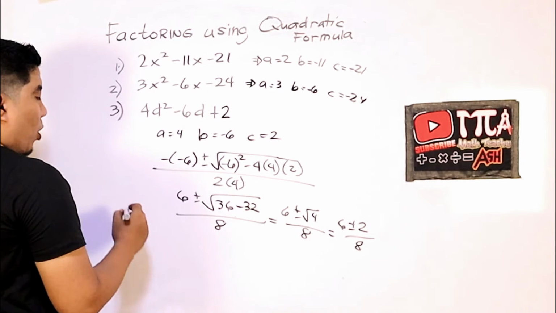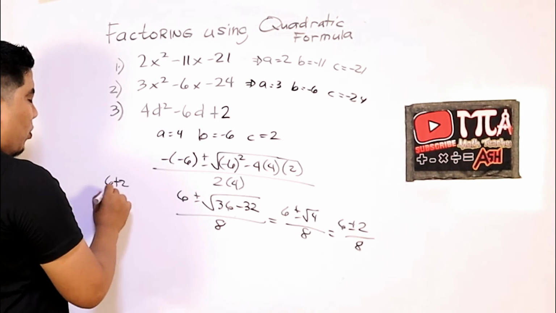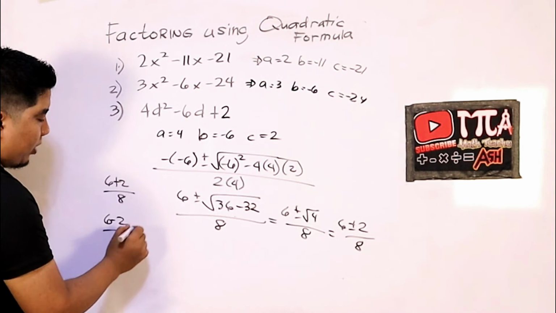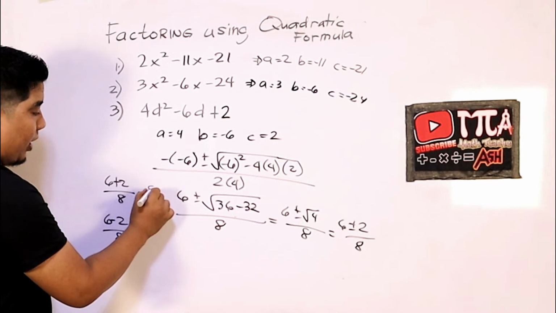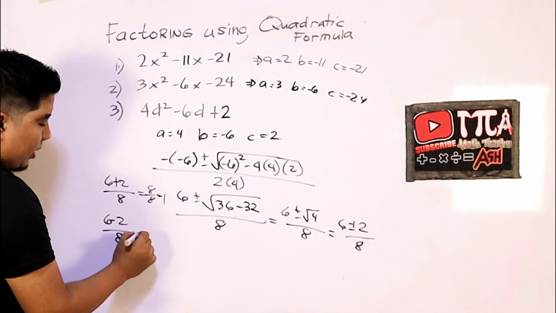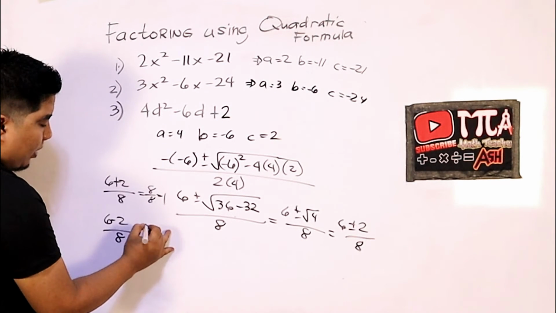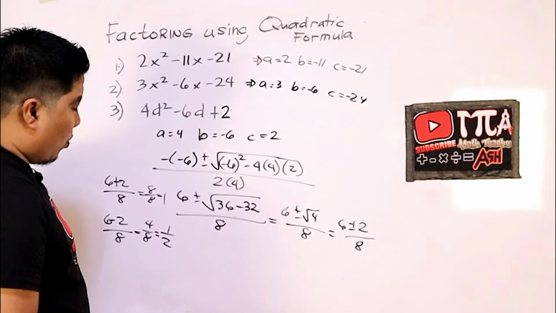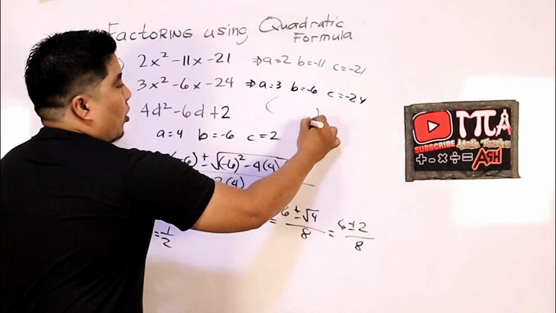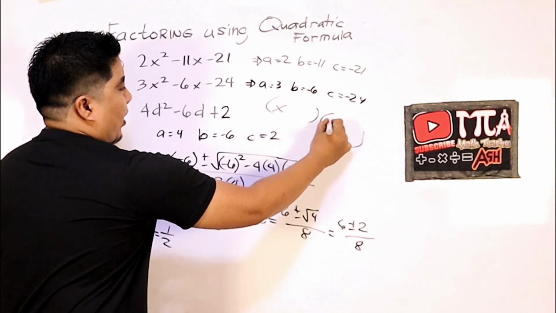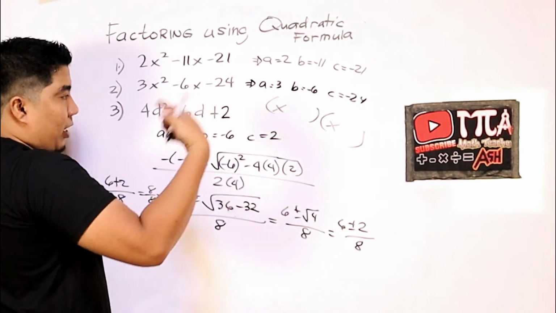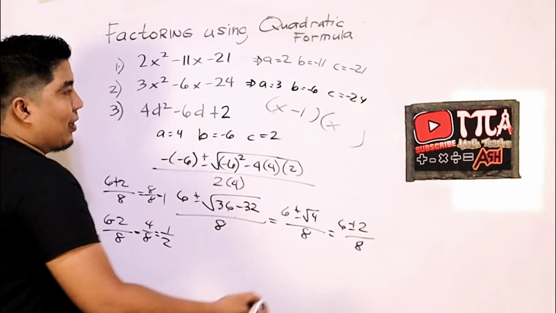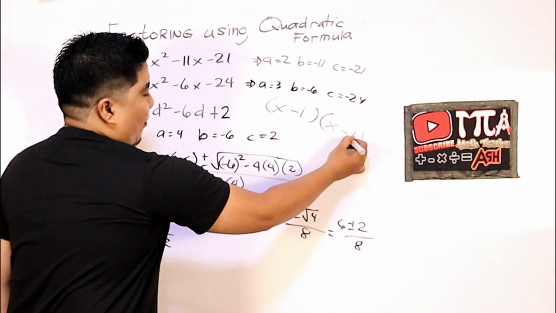Solving them separately, we have 6 plus 2 over 8 and 6 minus 2 over 8. So this is 8 over 8, and that is 1. And this is 6 minus 2, that is 4 over 8, and that is 1/2. So making our two factors, 1 transposing becomes minus 1, and 1/2 transposing becomes negative 1/2.